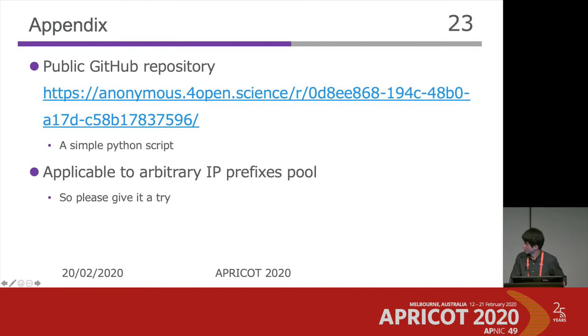And here's the final slide. We've set up a public GitHub repository. It contains a simple Python script I wrote, and it is applicable to arbitrary IP prefix pools. So if you have any interest in it, please give it a try.